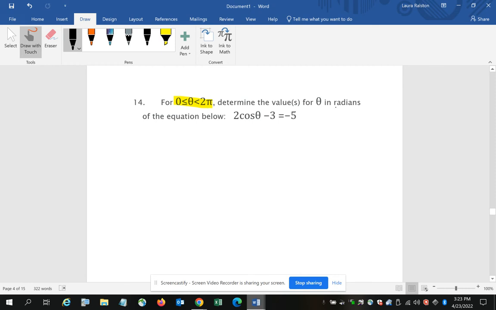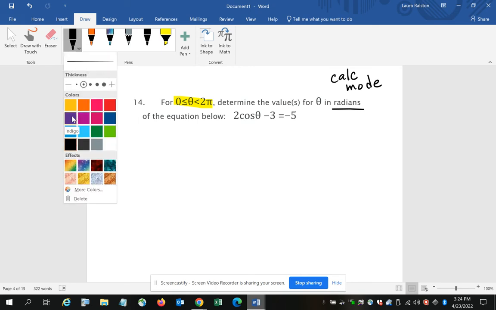It's also that they ask for the answer in radians, not in terms of degrees. So that means you want to pay attention to your calculator mode. Okay, if you have to do these where you use your calculator, you want to make sure you pay attention to your calculator mode. But most often we're going to use the unit circle.